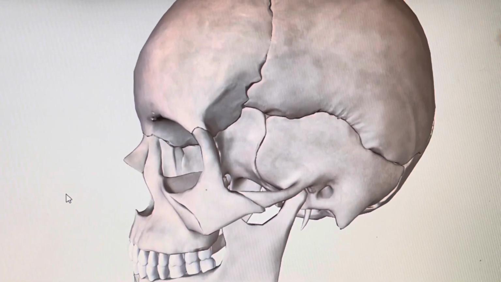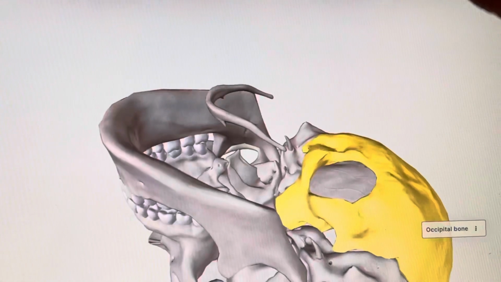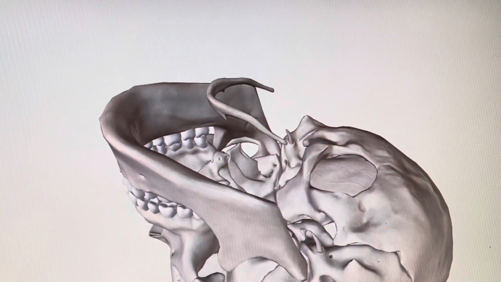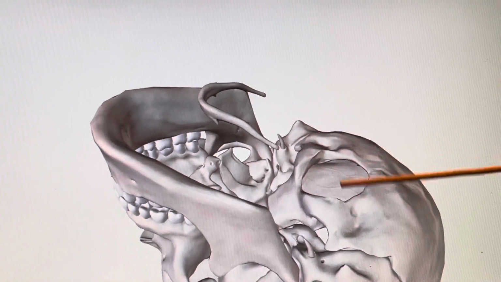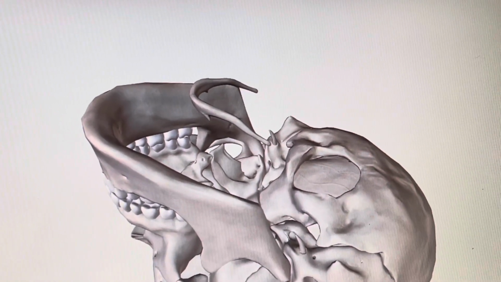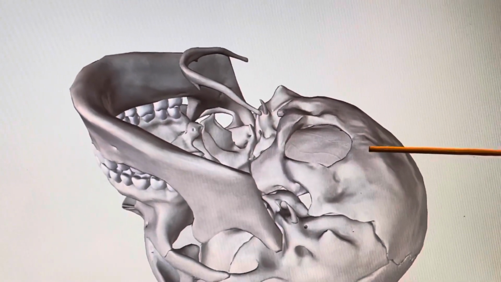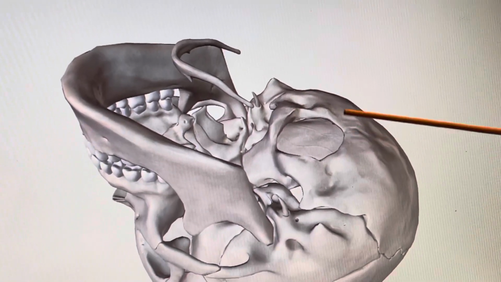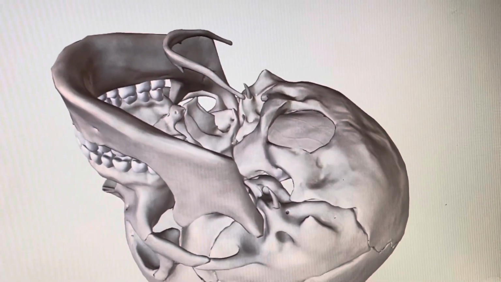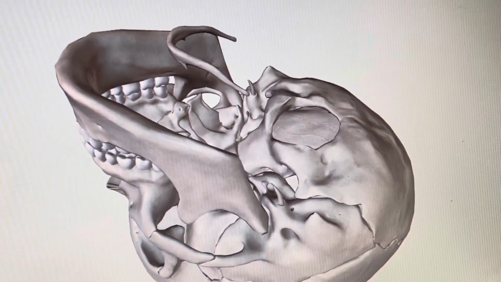We'll now flip the skull around. If you notice, there is this huge hole at the base of the occipital bone. This is a very important landmark, also known as the foramen magnum. This is a large hole that provides space for the spinal cord to pass through.